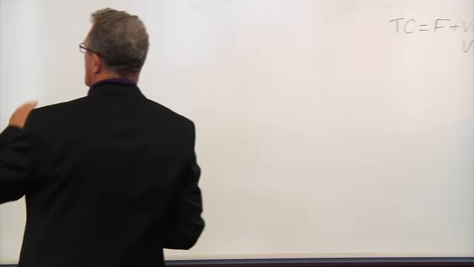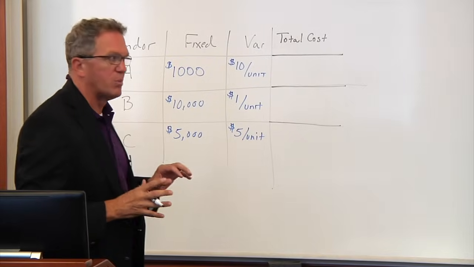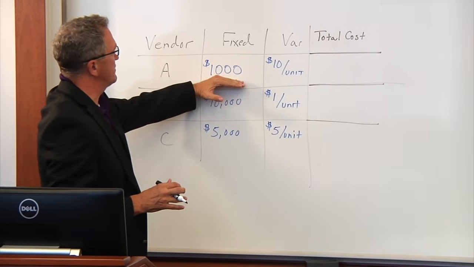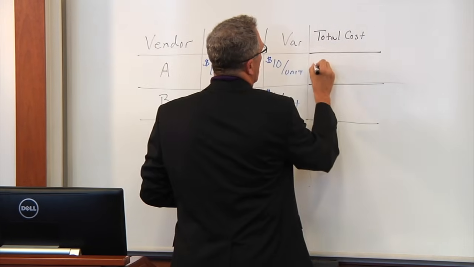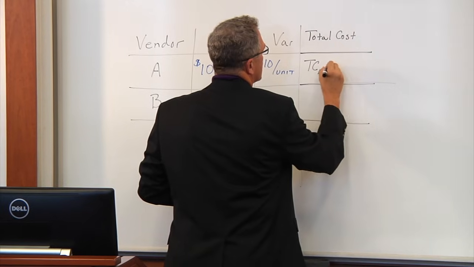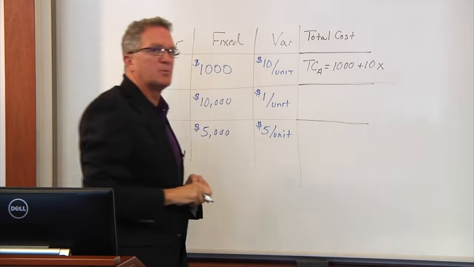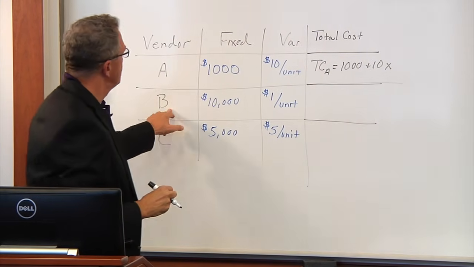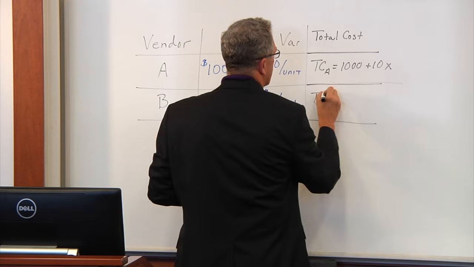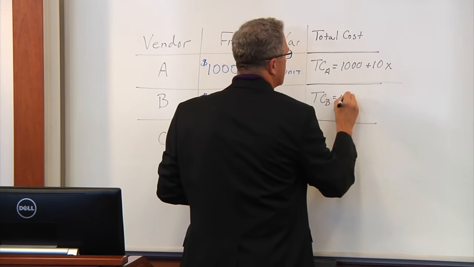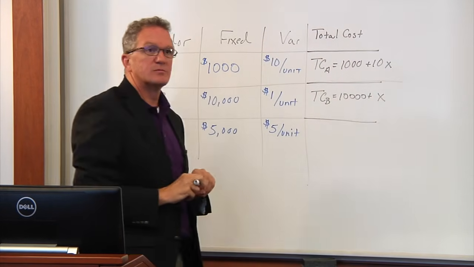So if we come over here, we're going to do our total cost. I've broken it down into a table. I've extracted the data from the problem. Vendor A has a fixed cost of $1,000 and a variable cost of $10 per unit. So our total cost for vendor A is going to be $1,000 to set it up plus $10 times however many we purchase. B had a $10,000 setup, $1 per unit, so our total cost for vendor B is going to be $10,000 plus 1x, or just x.